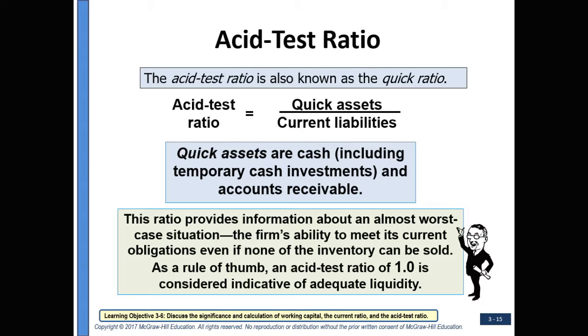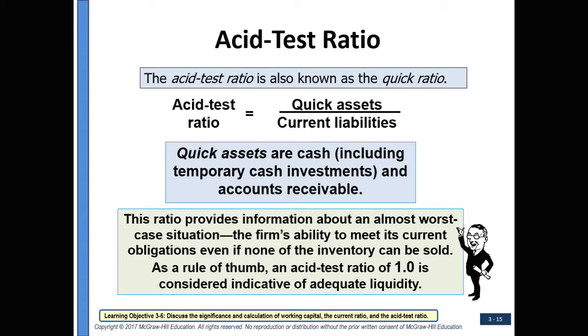This ratio provides information about what we can call the absolute worst case situation and the ability of the firm to meet its current obligations if something were to occur and none of their inventory can be sold. It takes out of the equation the potential of slow-moving inventory. And generally, as a rule of thumb, an acid test ratio of 1 is considered to be indicative of adequate liquidity.